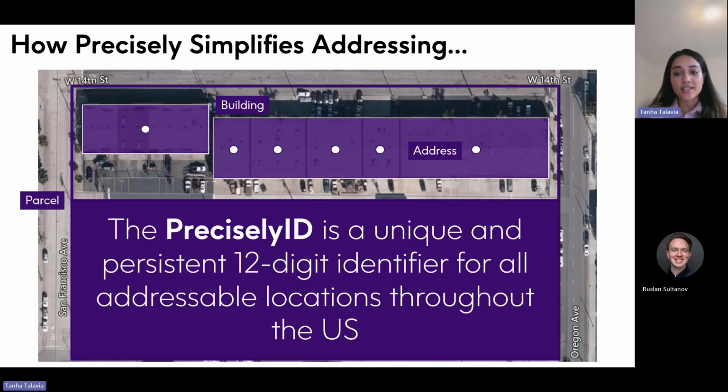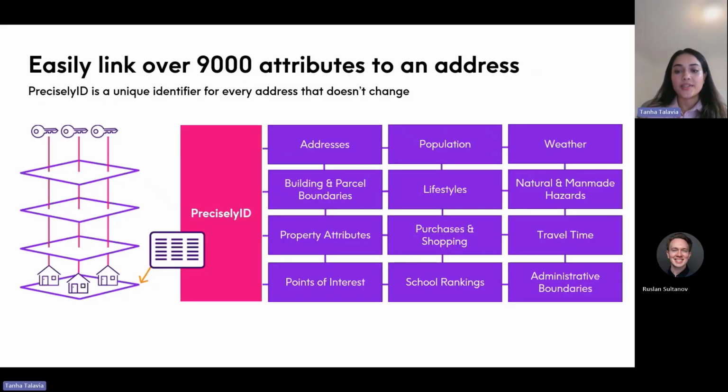The problem with using an address to link databases is that there are multi-field labels for an addressable location, as we saw. And as we saw, each attribute of an address is owned and maintained by different entities. So using a single identifier is much more efficient and less error-prone than using an entire address. With this Precisely ID, you can link over 9,000 attributes which are spread across different data sets. Some of our data sets are address fabric, risk data, property attributes, geotax data, and information about buildings, businesses, and parcels, and much more. These attributes help companies fill data-related gaps and make efficient business decisions.